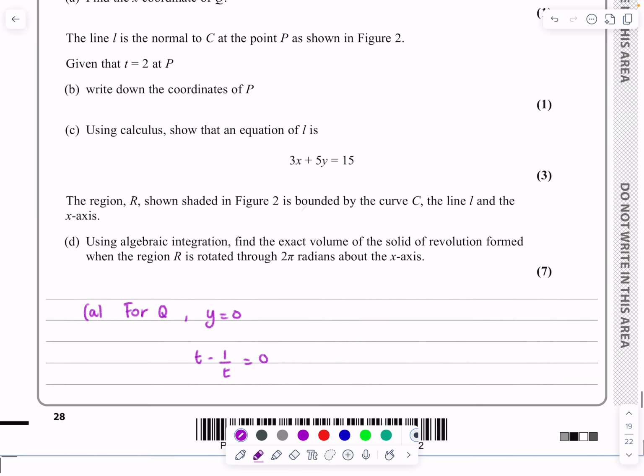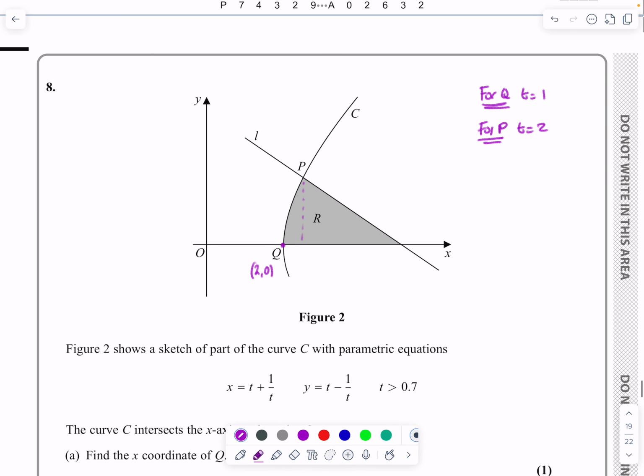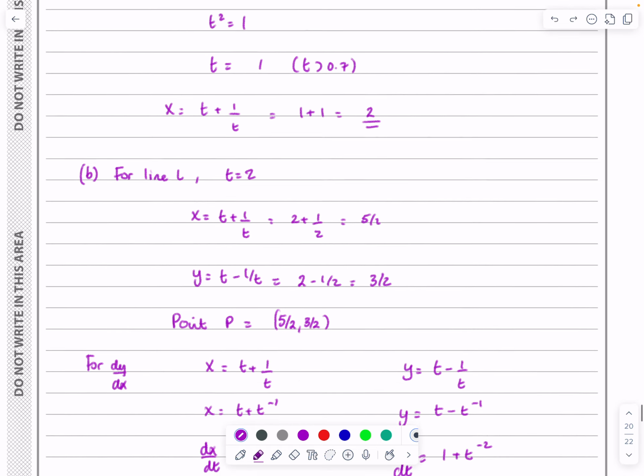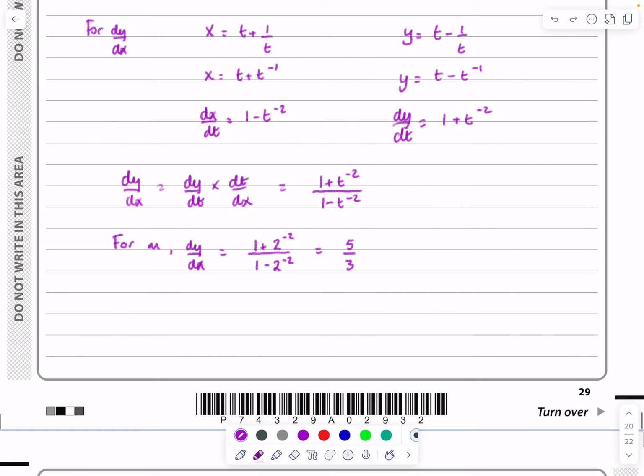That would be the gradient of that line. We've got the gradient of the normal, so we've got minus 1 over that. So if m is equal to 5/3 for the normal, m equals minus 1 over that, or in other words, minus 3/5.